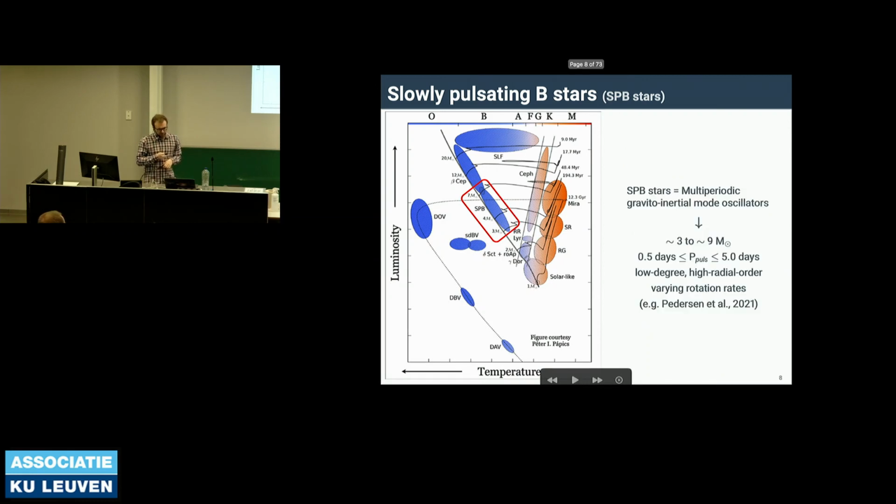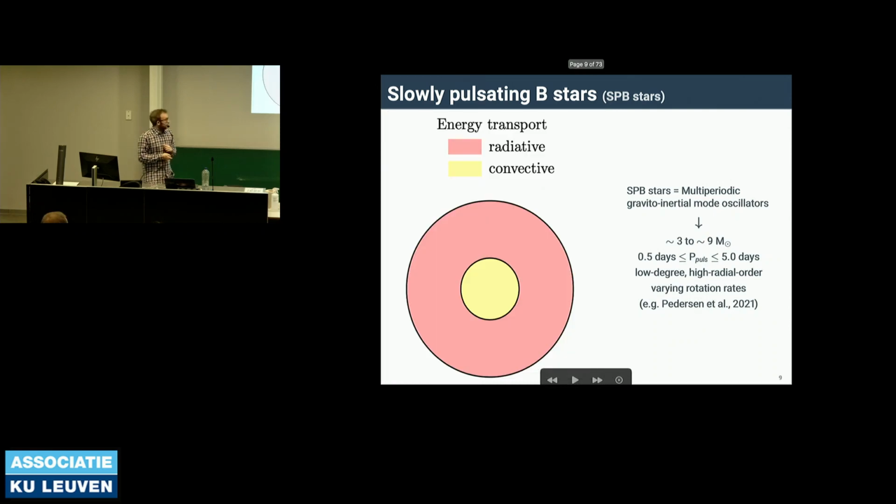The rotation rates for these stars vary wildly. They have rotations going from near critical all the way to 1% of the critical rotation rate, as was found by a study by Pedersen et al. in 2021. And their internal energy transport is very approximately given by the following structure. You have a convective core, and you have a radiative envelope in which your gravito-inertial modes propagate.